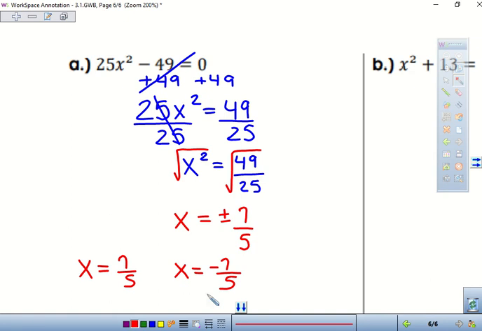Now let me explain what that plus or minus means, why we do it when we take the square root. What is negative 4 times negative 4? What is 4 times 4? Plus or minus, because if I were to square either of these numbers, would they still come out to be the same result? Yes, that's why we throw in a plus or minus. Okay? Any questions before we move on to B?